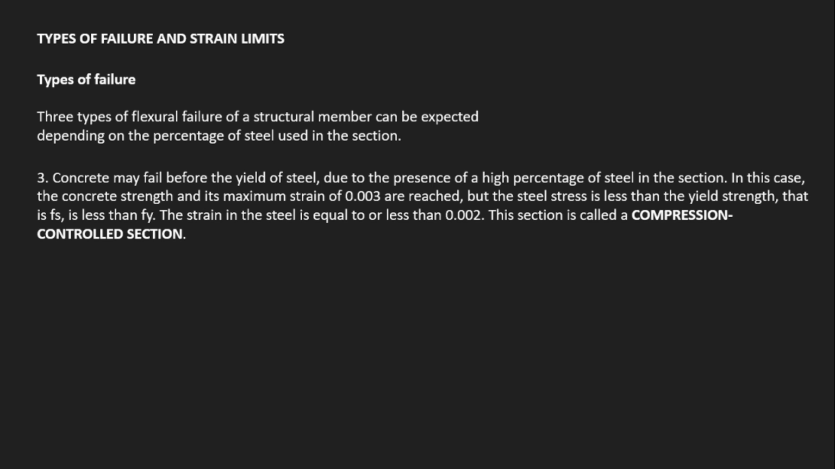And for number 3 naman, when the concrete may fail before the yield of steel due to the presence of high percentage of steel in the section, in this case, the concrete strength and its maximum strain of 0.003 are reached, but the steel stress is less than the yield strength, or that is Fs, kasi yung Fs, this is our designation for actual stress in our steel. And if it is less than Fy, ibig sabihin, hindi pa nag-yield yung bakal natin. The strain in the steel is equal to or less than 0.002. This section is called compression control section. So, ito yung drawing niya.